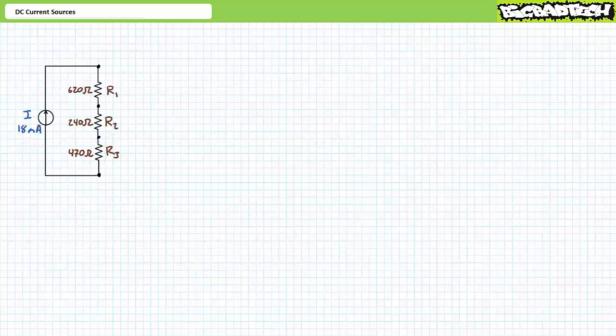Keep in mind, ideal current sources aren't exclusively limited to just pure parallel circuits. They could be included in basic series circuits or more advanced series parallel circuits. Consider this example of an 18 mA current source placed in series with R1, a 620 ohm resistor, R2, a 240 ohm resistor, and R3, a 470 ohm resistor. This is a totally different circuit than our previous parallel circuits, but well within the reach of those individuals with an understanding of basic series circuit properties and Ohm's law.